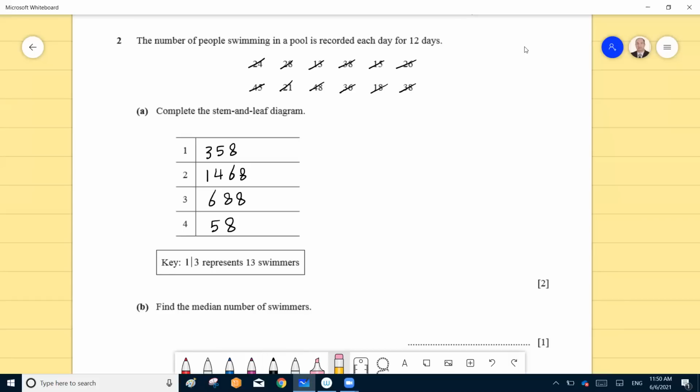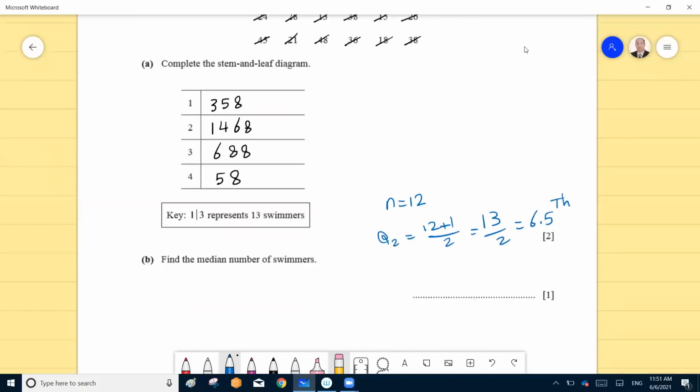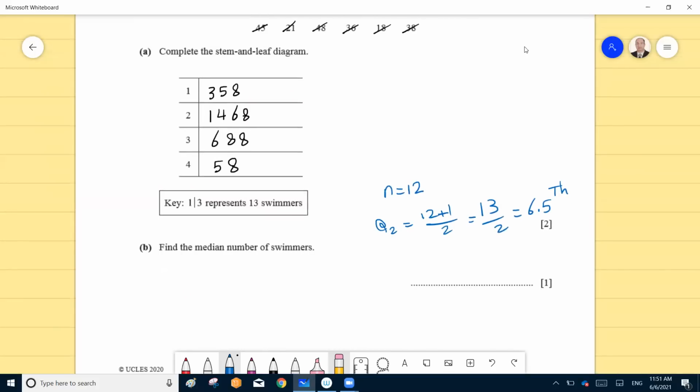Find the median number of swimmers. You have n equal to 12 values here. The median, the Q2 order, is (12 plus 1) over 2, 13 over 2 equals 6.5. It means the value between the 6th and 7th. If you count with me, 1, 2, 3, 4, 5, 6. This value and this value, the median lies between 26 and 28. The middle number is 27, so the median is 27.